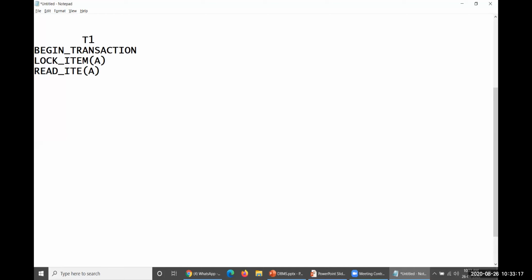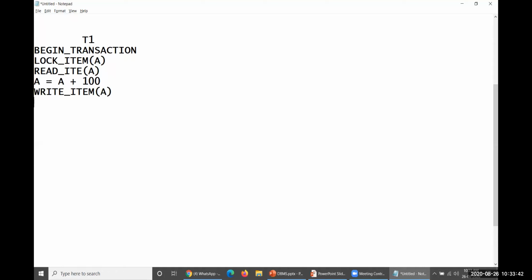You have been fetching the data from the database on that particular item after acquiring the lock. Then you have to perform your own operation, so A will be equal to A plus or A minus, or your own operation. And then write item: whatever modification you did, you have to write that particular item onto the item at the local buffer.